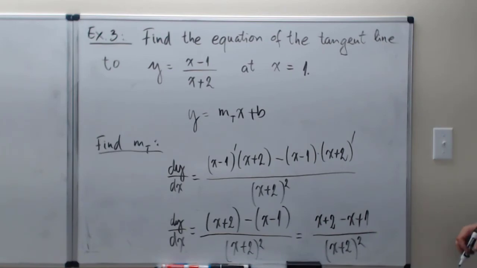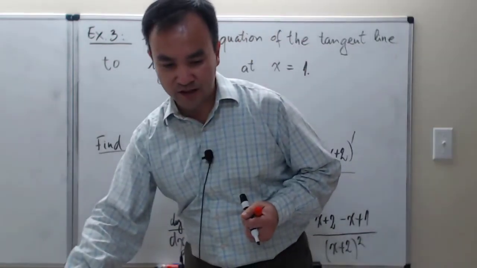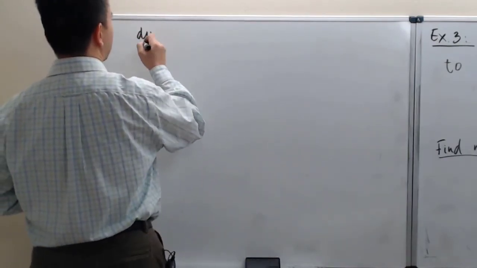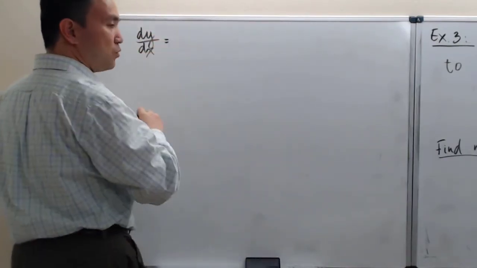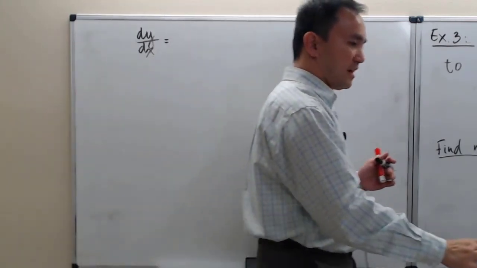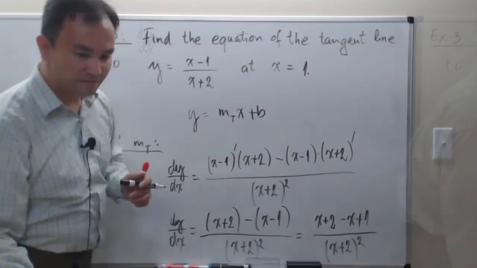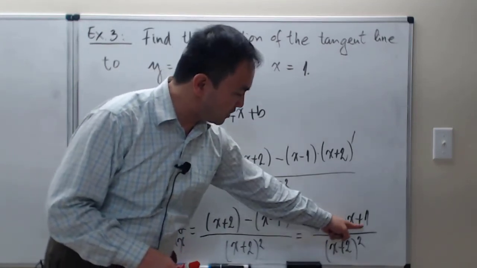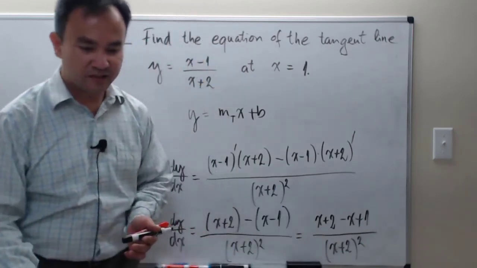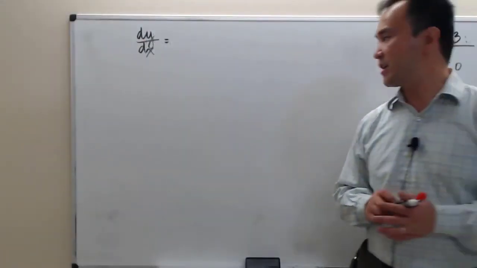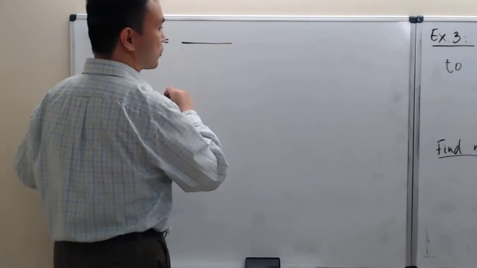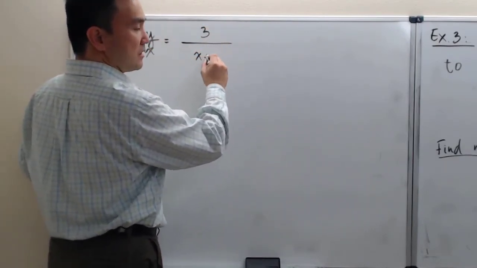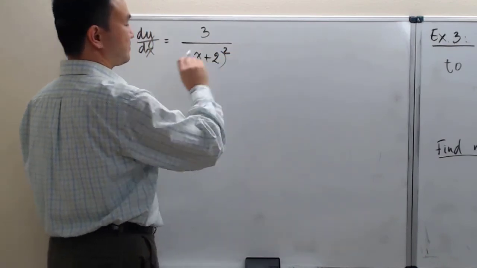Okay, and so on my next board, dy dx equals, and notice how we have opposite terms here. There's x and minus x, and these two terms cancel as like terms. And so now I'm ready for my final derivative: 3 over x plus 2 all squared.